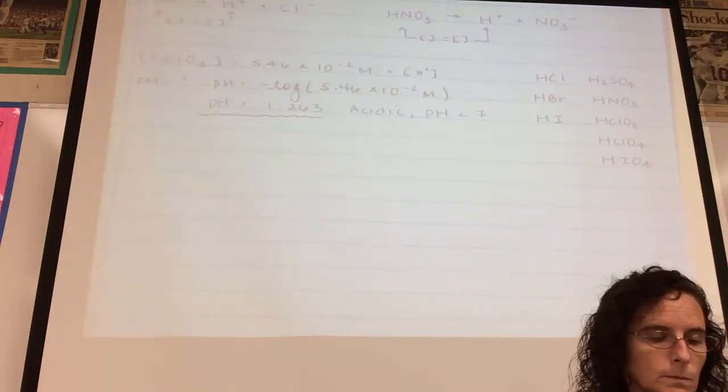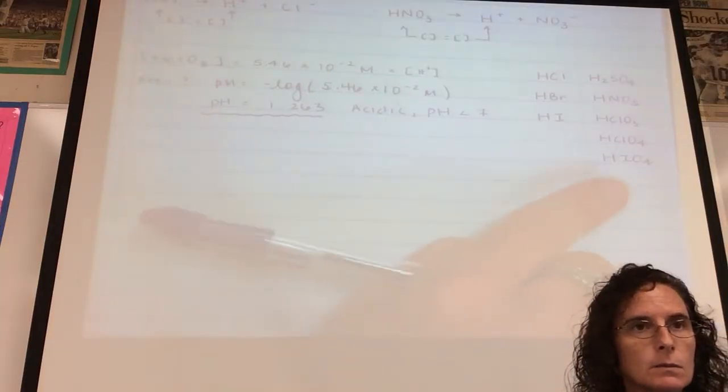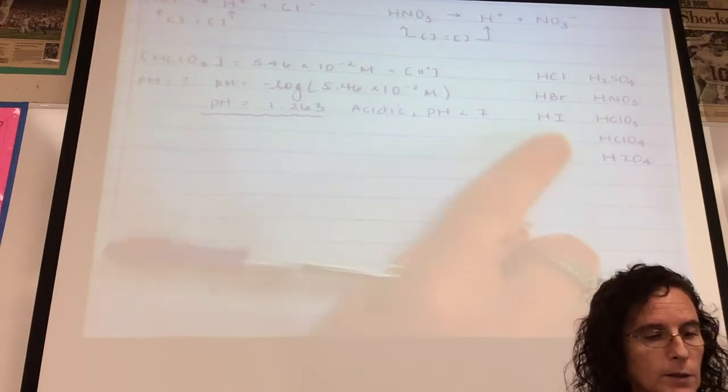Let's say we didn't know any of those 8. How would you be able to tell whether it was a strong acid or a weak acid? Just from looking at it, you wouldn't be able to tell. You just have to know. You need to memorize it.